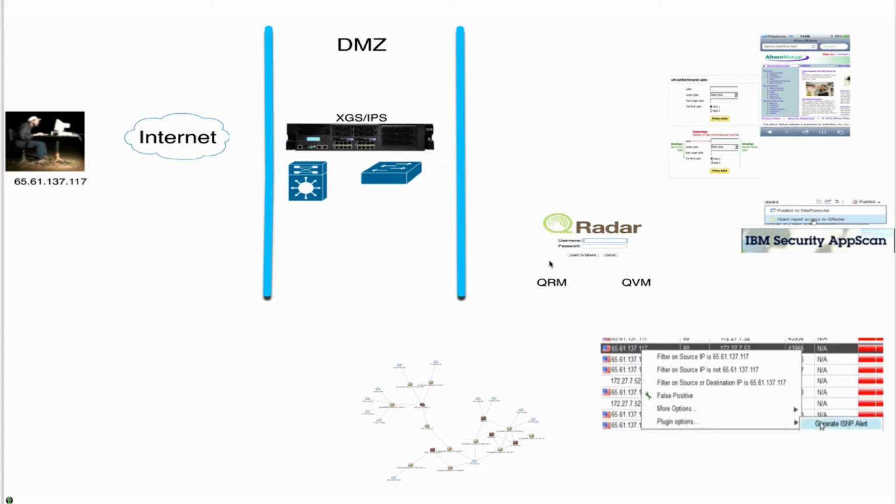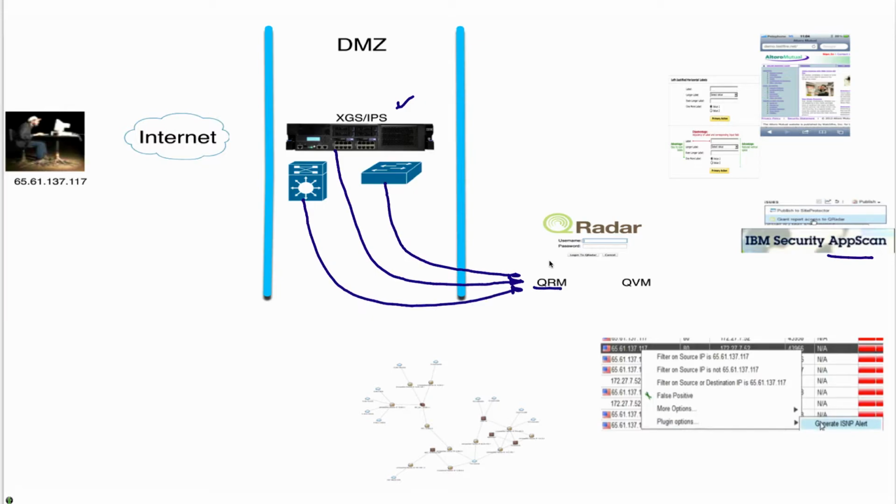We're going to show an integration example of AppScan, our IPS, the XGS IPS, as well as QRadar, of course. In this particular demo environment, we fed the information from the configuration of our IPS, our firewalls, our routers. We fed all that into QRM.